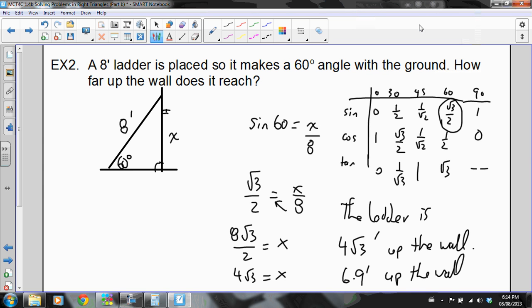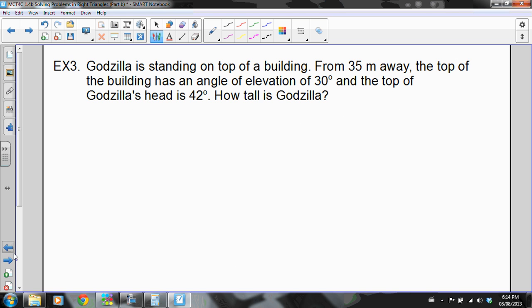Okay, MCT4C lesson 1.4b. This is part 2. We're on to example 3, I believe. Godzilla is standing on top of a building from 35 meters away. The top of the building has an angle of elevation of 30 degrees, and the top of Godzilla's head is 42 degrees. Again, 30 degrees, there's one of our special angles.